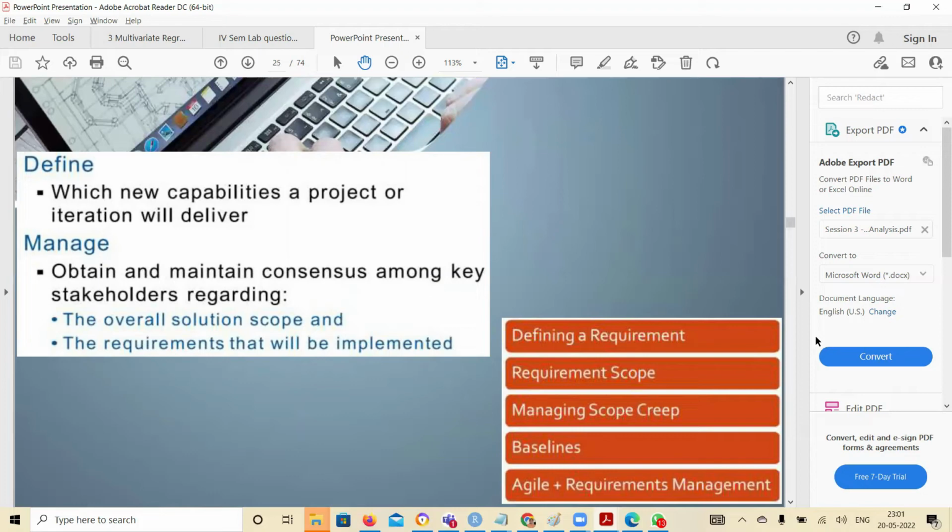So see, two important aspects it says. One, when you're talking to stakeholders, all the stakeholders should be on the same page. They should not be talking about two different things. Second thing is when you are talking about the scope, remember that everything that you talk about will have to be implemented.